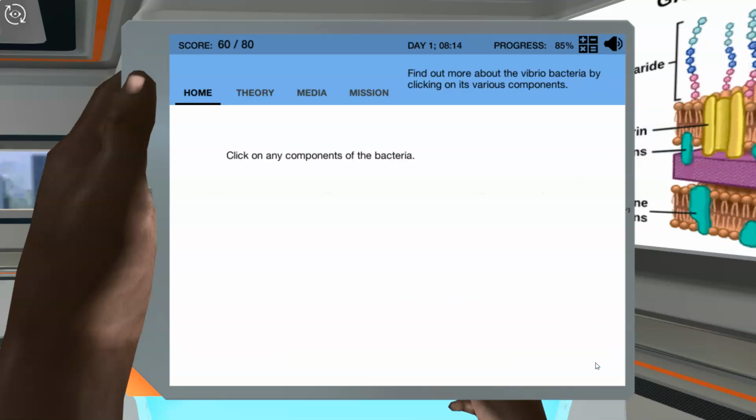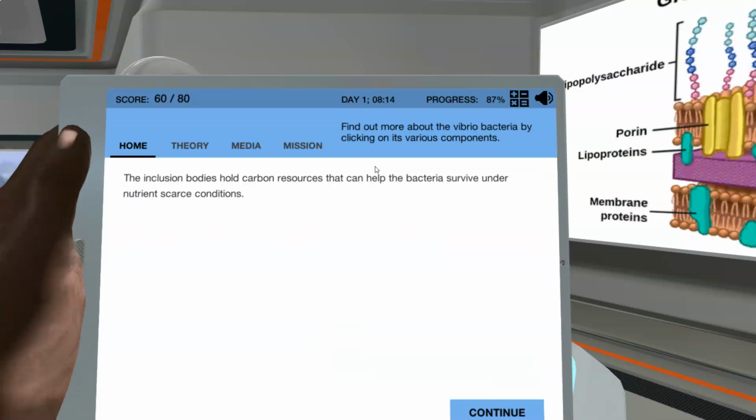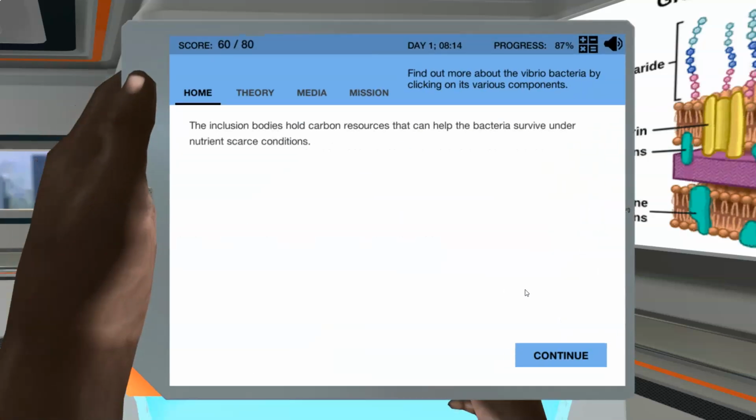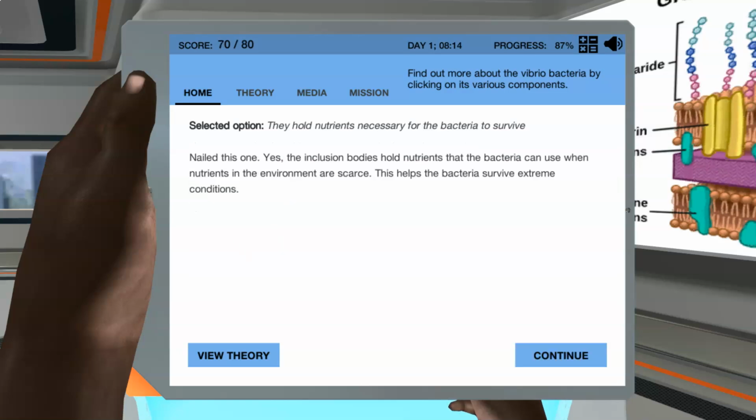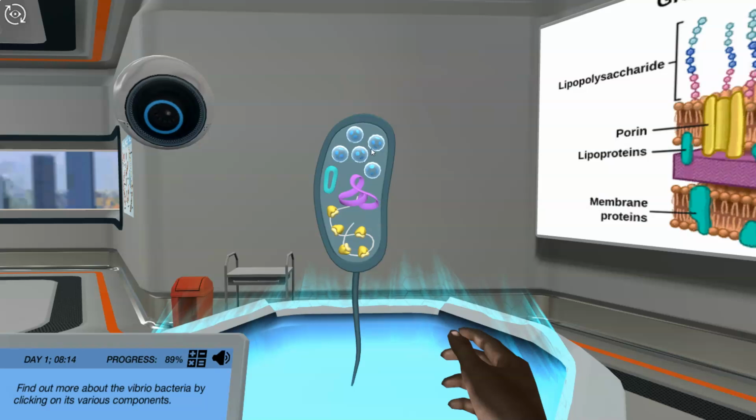That's pretty awesome. The inclusion bodies hold carbon resources that can help the bacteria survive under nutrient-scarce conditions. How do the inclusion bodies assist the bacteria in survival? Nailed this one. Yes, the inclusion bodies hold nutrients that the bacteria can use when nutrients in the environment are scarce. This helps the bacteria survive extreme conditions.